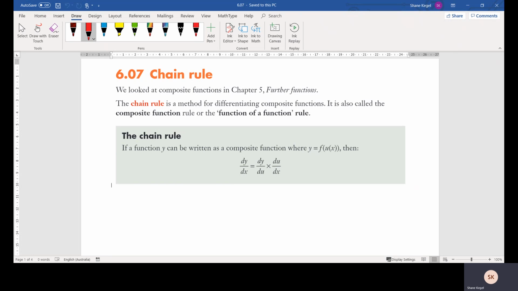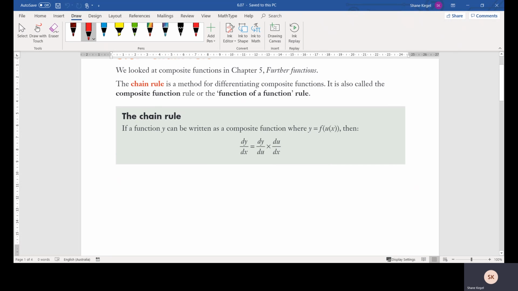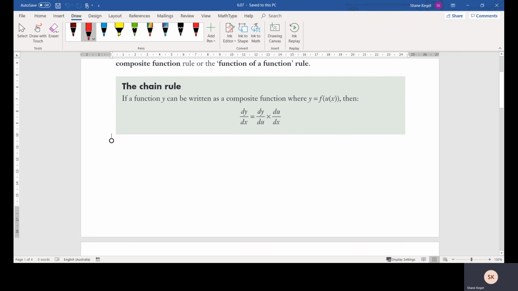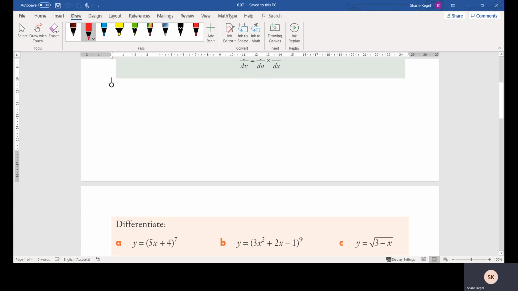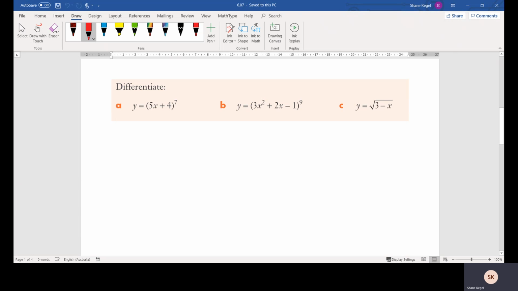And basically, it's just a rule that lets us differentiate functions where our value is not just simply x. So as you can see here in the chain rule, if a function y can be written as a composite function, where y equals f of a function, therefore our derivative equals the derivative of our function multiplied by the derivative of x. So let's have a look at how that works in a question.